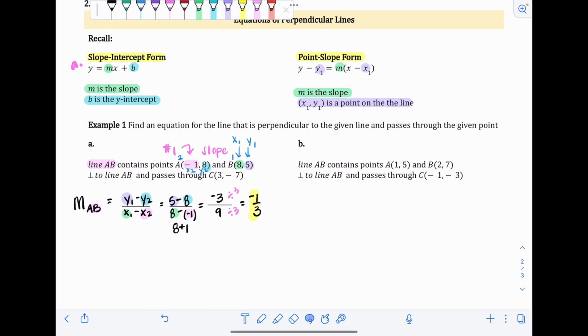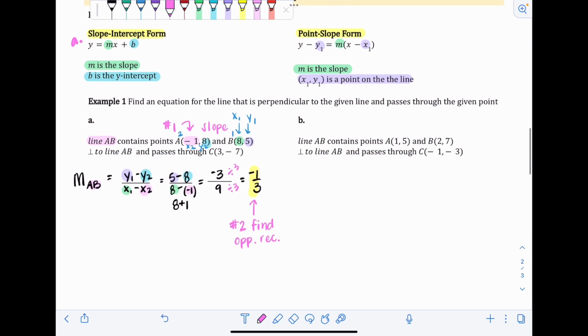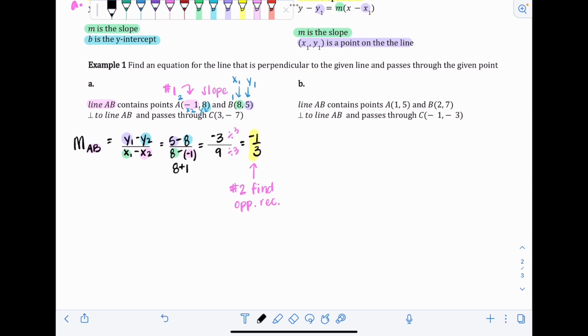Step 2, I'll just add it in here actually, is to find the opposite reciprocal. I'm trying to decide what we want to call our new line. I'm going to call it line C, just because it passes through the point C, 3, negative 7. So the slope of line C has got to be the opposite reciprocal of negative 1/3. Since it's negative, our slope will be positive, and the reciprocal of 1/3 is 3. So the slope of our new line is going to be 3.